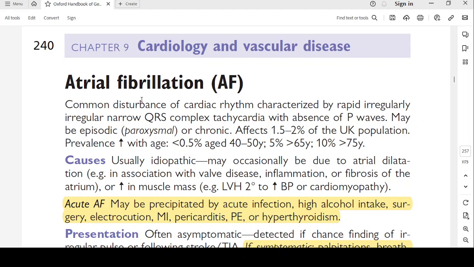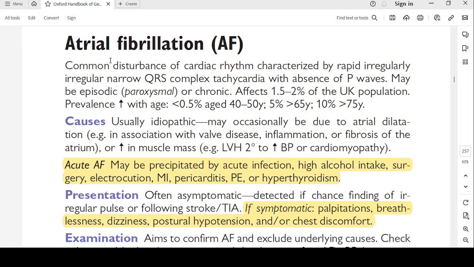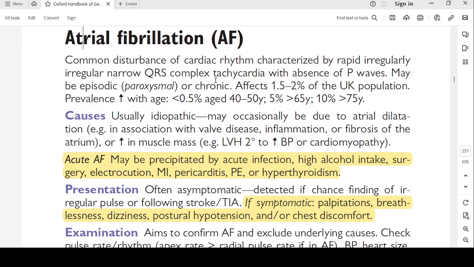And we are on page number 243, chapter Cardiology and Vascular Disease, Atrial Fibrillation. A common disturbance of cardiac rhythm. What is atrial fibrillation? It's a common disturbance of cardiac rhythm characterized by rapid, irregular, narrow QRS complex tachycardia with the absence of P waves. So you will not be able to find P waves in atrial fibrillation.